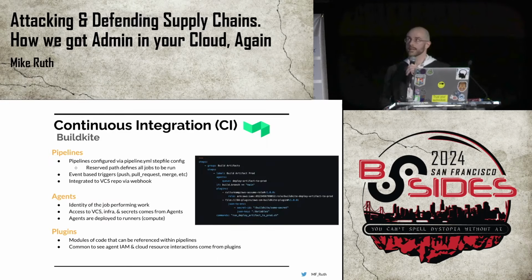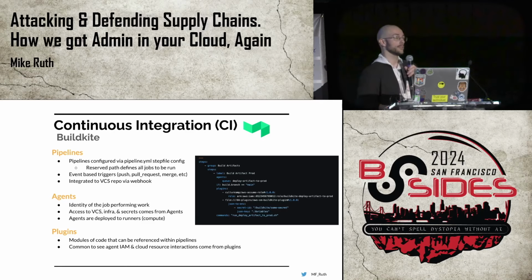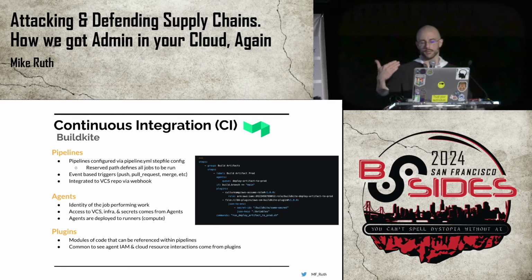Okay, let's look at another continuous integration tool, BuildKite. BuildKite, very similar to GitHub Actions. Instead of using workflows, it uses pipelines. And pipelines are configured in much the same way. You'll have a YAML file known as a step file deployed in a reserved path. This is the .buildkite path in your repository. Also triggers based on the same types of events.